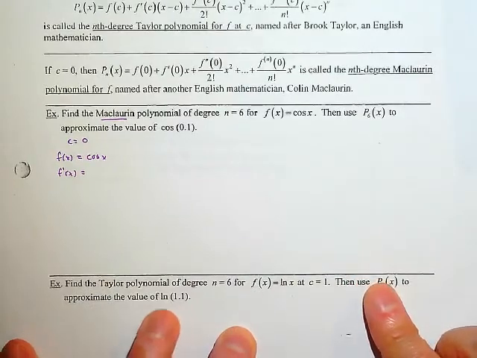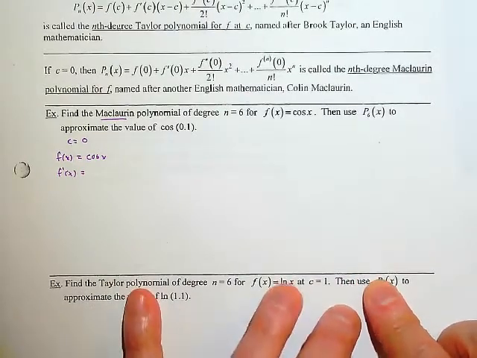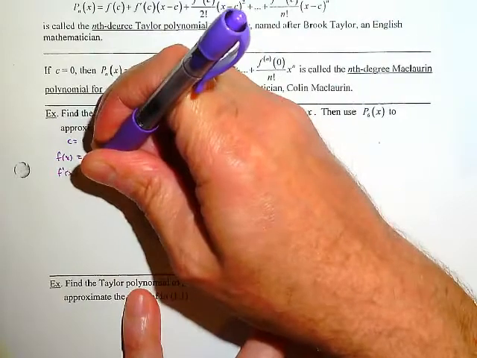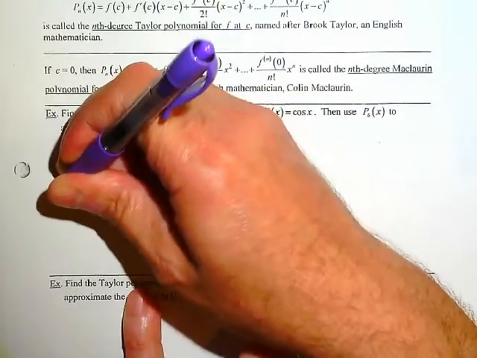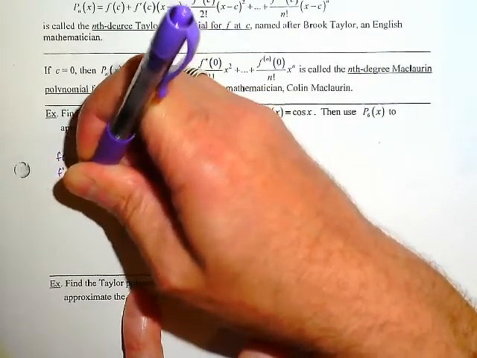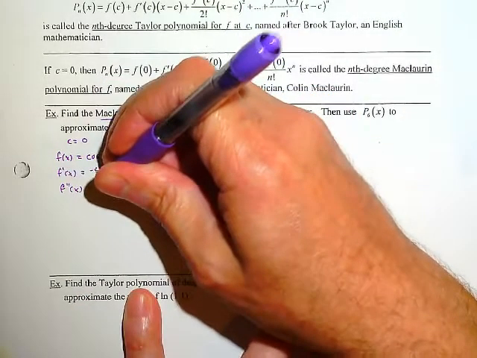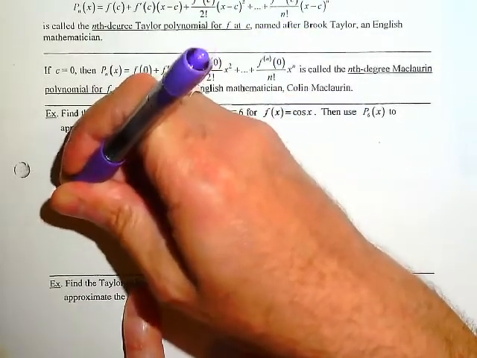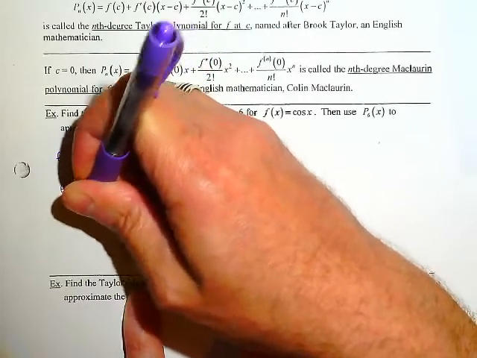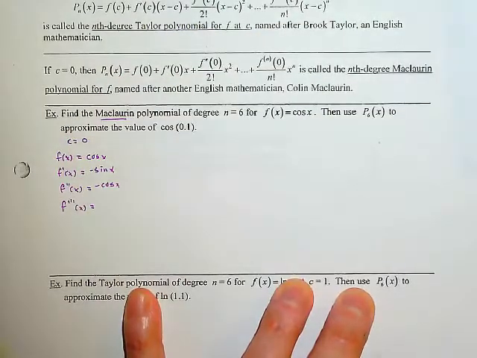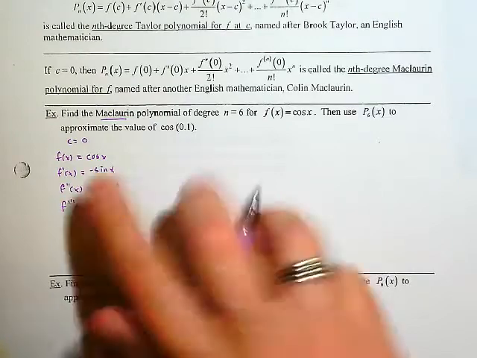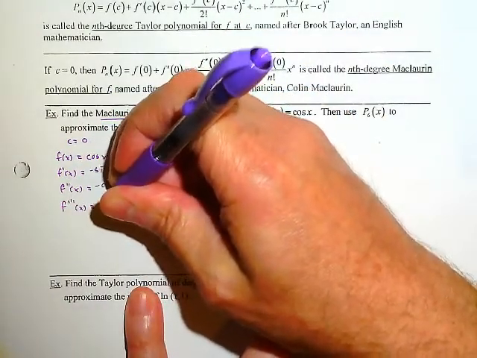So use your college-bound handwriting. You should be able to do this. What's the derivative of cosine? Well, that's negative sine of x. Cool. F double prime of x equals the derivative of negative sine. Well, that's negative cosine. That's cool too. The 3rd derivative there is going to be the derivative of negative cosine, so that goes back to sine of x there.